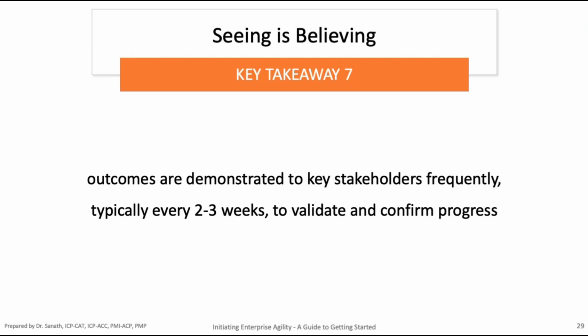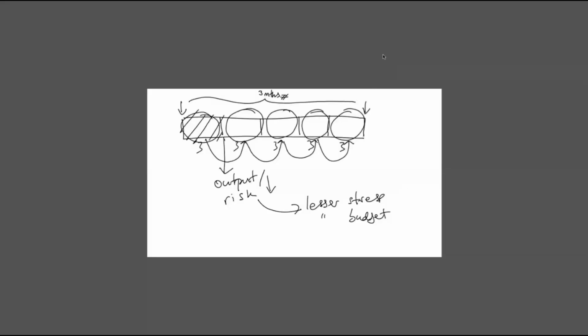Okay, so what is seeing is believing? You know what it says here. Outcomes are demonstrated to stakeholders frequently, typically every 2 to 3 weeks, to validate progress and confirm it. So I'm just going to simulate something here on the whiteboard to give you an idea how that works. If you can see my screen, just check on the chat. Okay, that's great.